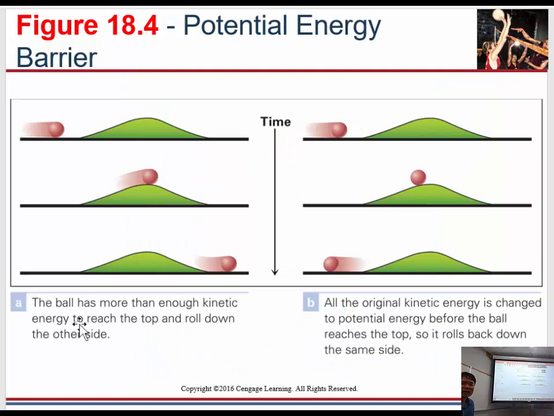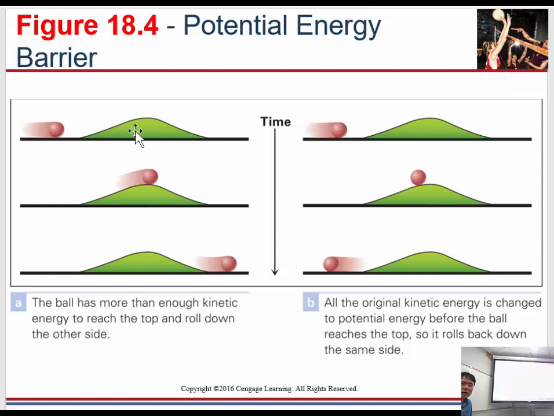This is just showing the activation hump, going over. This one has more than enough kinetic energy to make it over the hump, but this one doesn't. It kind of rolls, almost gets to the top, and then rolls back. And so this is not energetic enough.